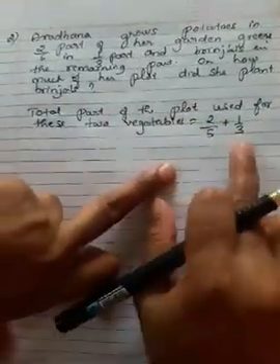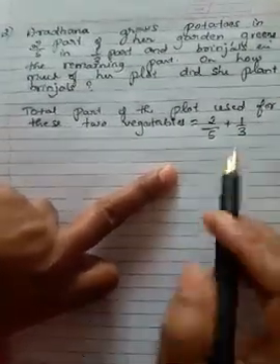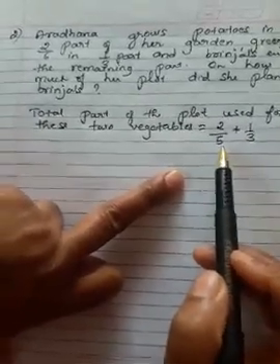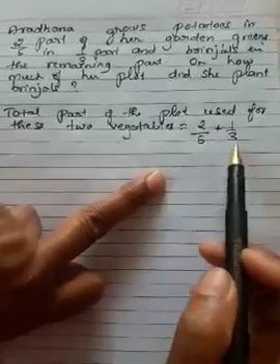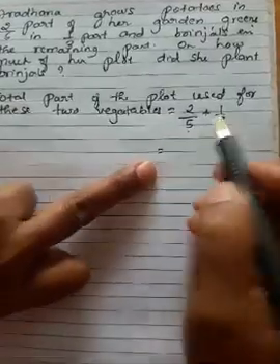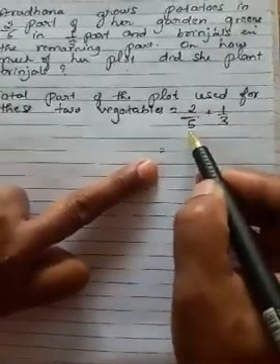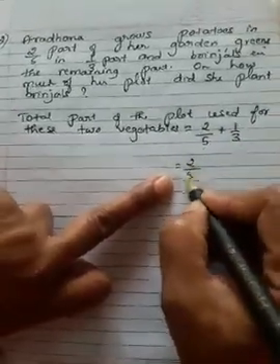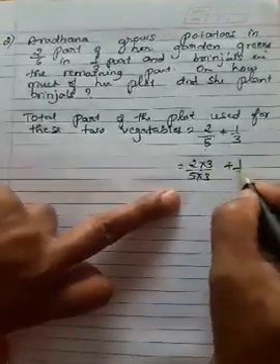Here the denominators are different. So first make the denominators equal by finding the lowest common multiple of 5 and 3. What is the lowest common multiple of 5 and 3? 15, correct? So make the denominators 15. How to make the denominator 15? First multiply this fraction by 3, both numerator and denominator. So 2 upon 5 multiplied by 3, plus 1 upon 3.